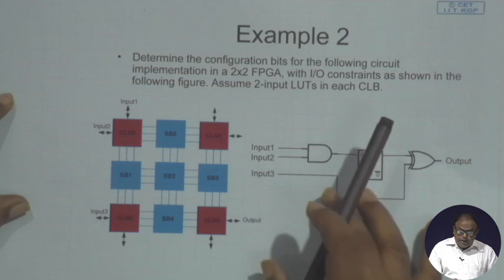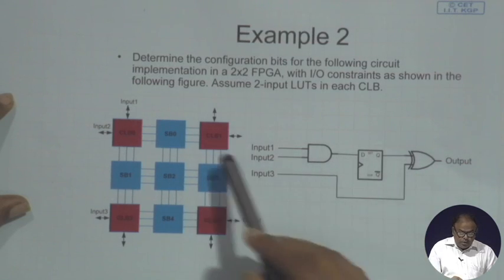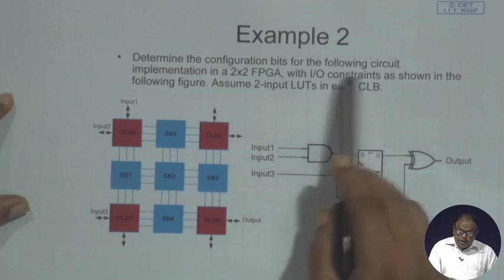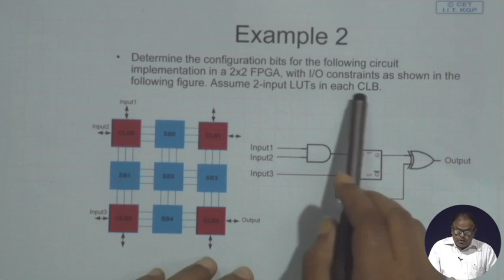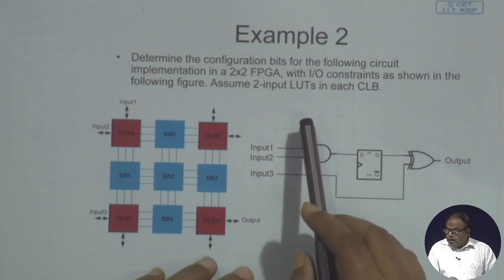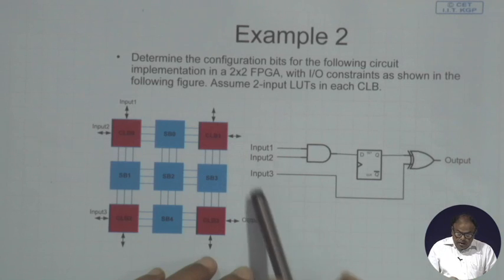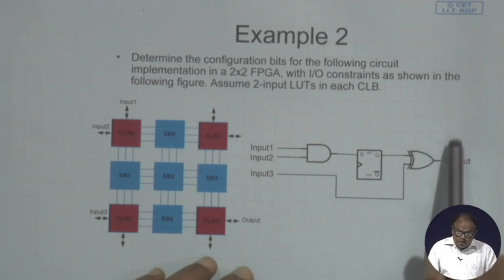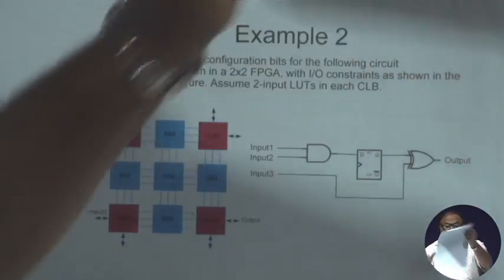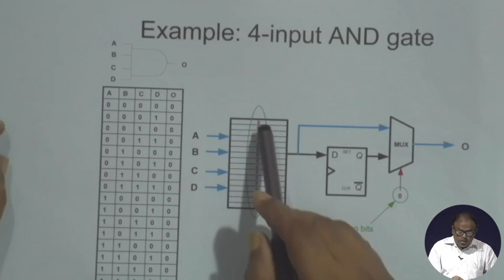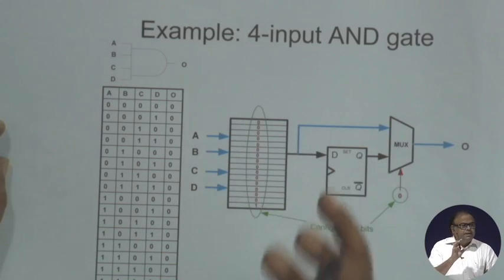Determine the configuration bits for the following circuit. Implementation will be done in a 2 by 2 FPGA with IO constraints as shown in the following figure. We assume that there are 2 input LUTs in each CLB. All right. This is the circuit that I want to do. Now, we have already seen what is there in one CLB. In one CLB, we have got a lookup table and a D flip flop and a mux. So, that is my basic unit.